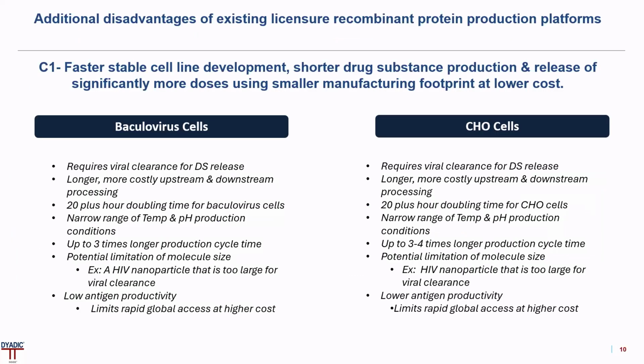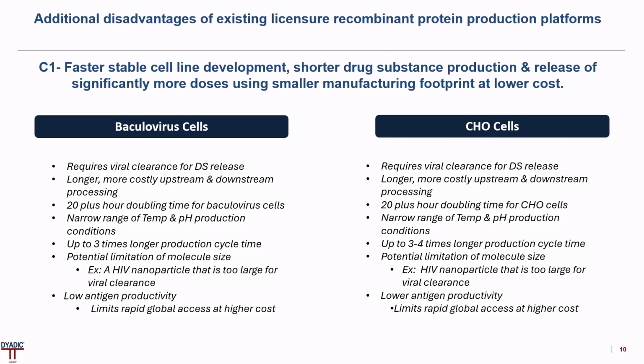So some of the disadvantages of the other systems: you need viral clearance for downstream release for both CHO and baculovirus, longer, more costly upstream and downstream processing, 20-hour doubling time versus 2.5 hours for C1. We have a wide range of temperature and pH. We can go from pH 5 to 8, 20 to 45 degrees Celsius. We can produce 3 to 4 batches in the same time you would produce 1 batch of a baculovirus produced product or CHO cell produced product.